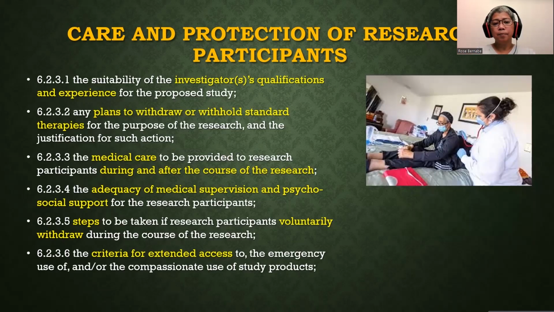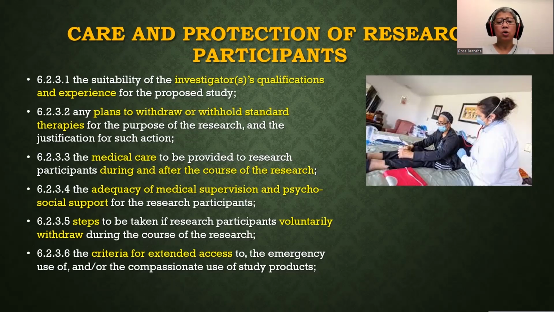Right, so the qualifications of the investigators really matter. You want to make sure that the person made responsible not only knows what he or she is doing, but is also appropriately trained to do that, has the relevant experience, and so on and so forth.